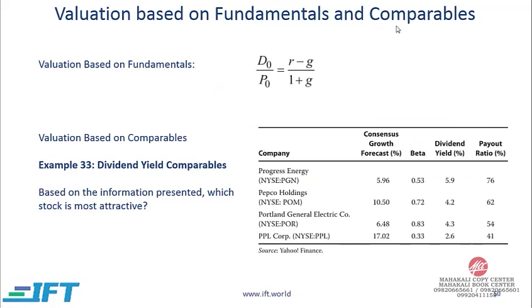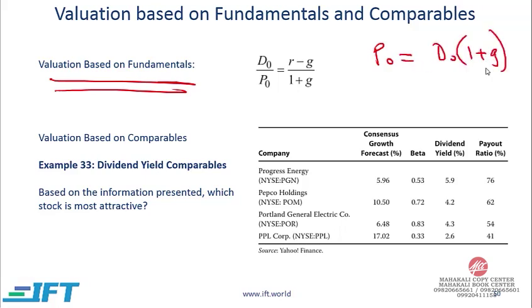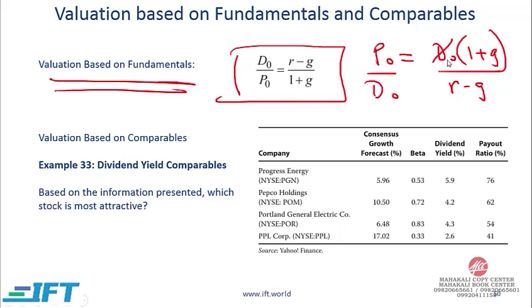Valuation based on fundamentals and comparables. So valuation based on fundamentals is straightforward. Hopefully you remember this. What is the price of a share? The price of a share is D naught times (1 plus g) over (r minus g). So then instead of D naught over here, you can have D naught over here. And then what are we looking at as the dividend yield? It's simply the reciprocal of this expression. So it is (r minus g) over (1 plus g).